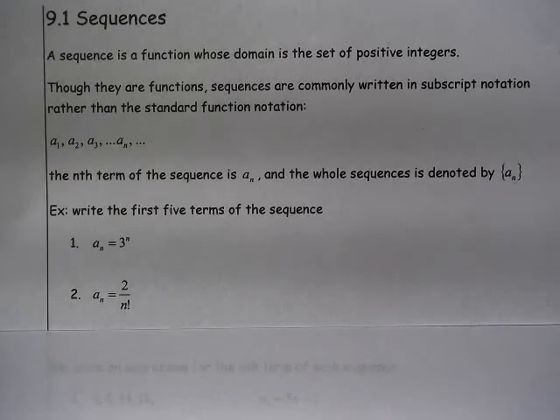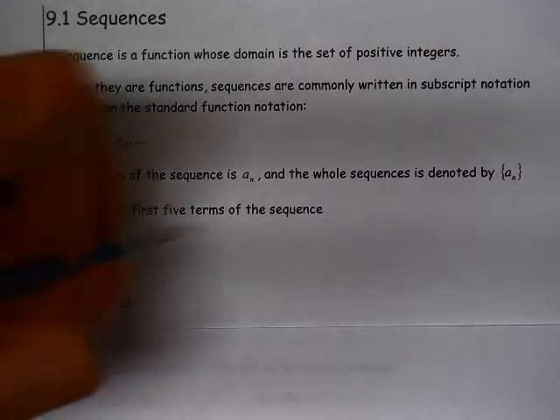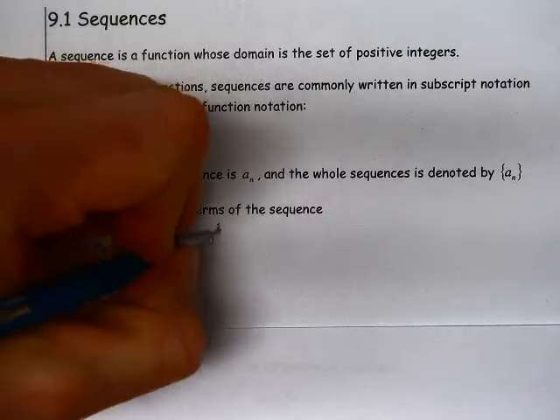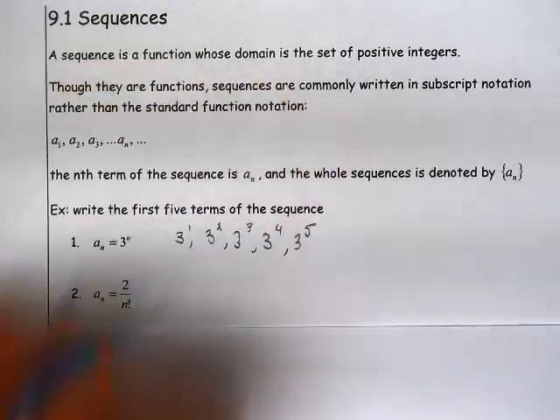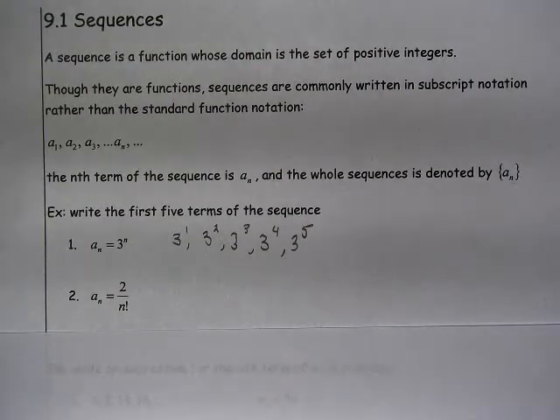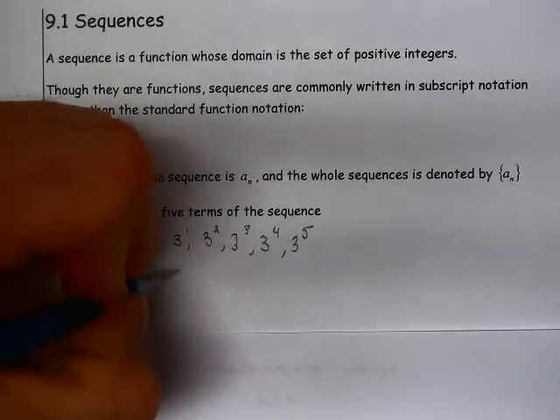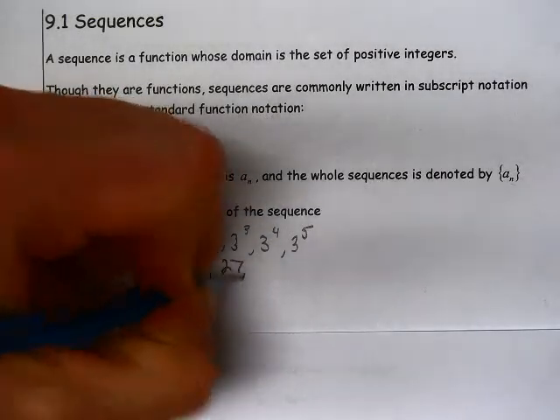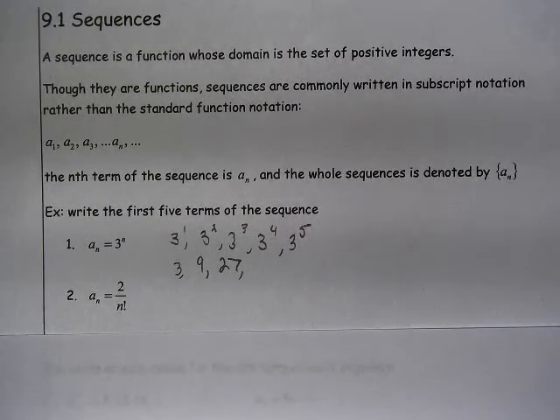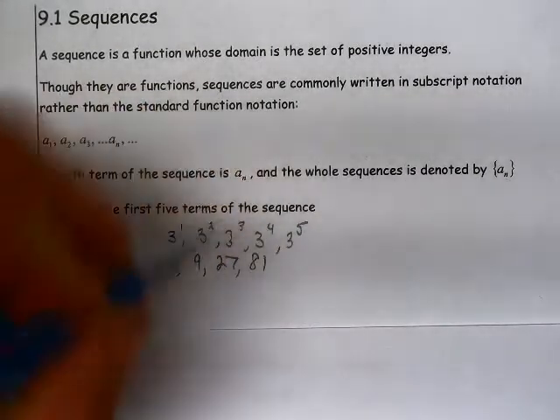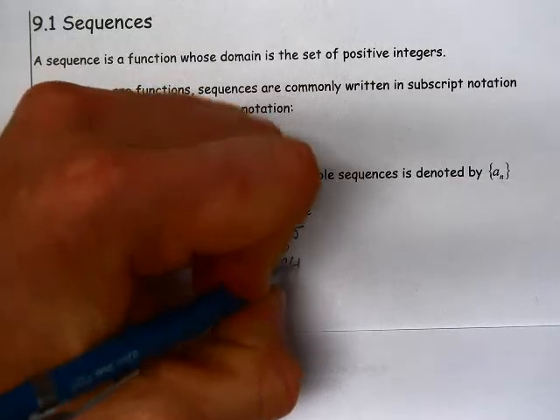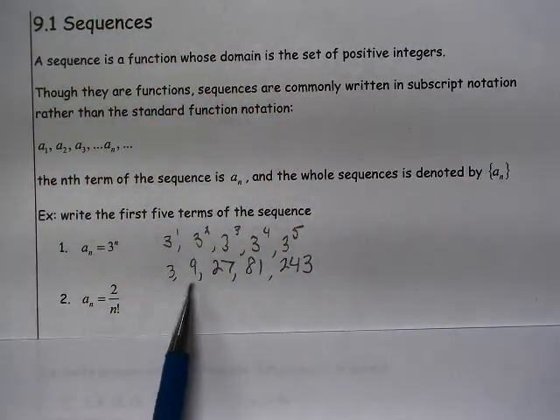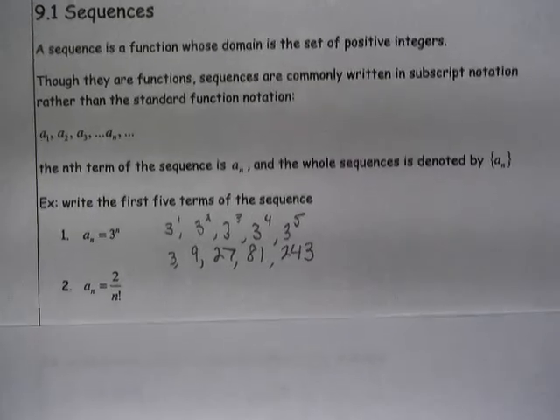If we want to write the first 5 terms of this sequence, 3 to the n, then we have 3 to the first, 3 to the second, 3 to the third, 3 to the fourth, and 3 to the fifth. Right, we could simplify those. We have 3, 9, 27. 3 to the fourth is going to give us 81, and then times another 3 will give us 243. Alright, so there's the first 5 terms of this sequence, 3 to the n.